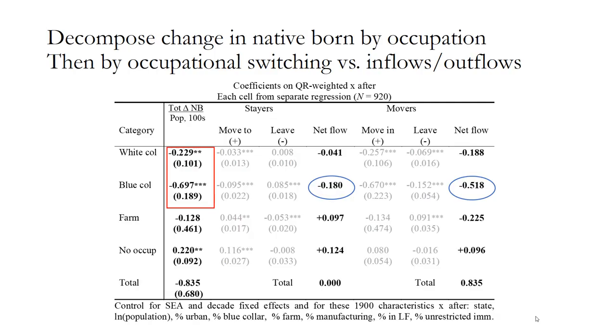Then if we think about each one of these coefficients, we can see how much is coming from occupational switching and how much of it is coming from internal migration. But the bottom line there is that much of what we see is coming from internal migration. All of the results on the occupational switching go in the same direction. For the most part, farm is an exception, but for the most part, all of the results on occupational switching for the stayers go in the same direction. But the main margin of change is coming from who's moving into the area.